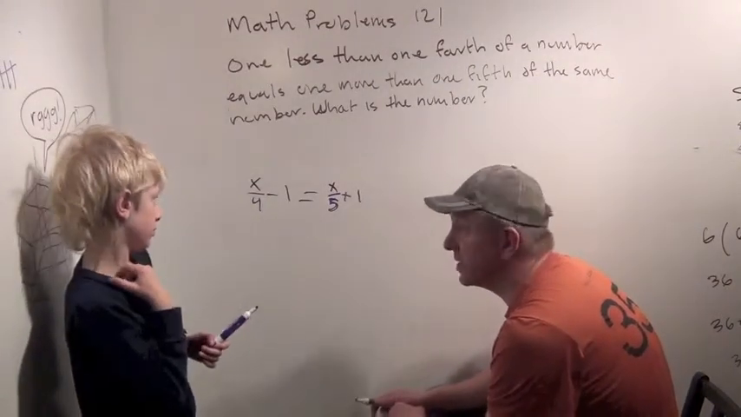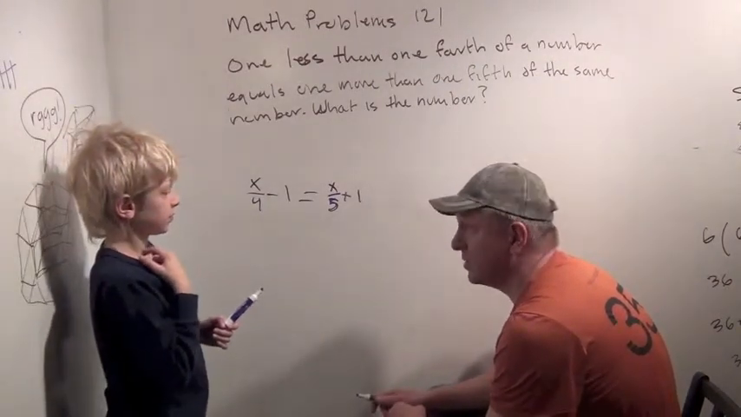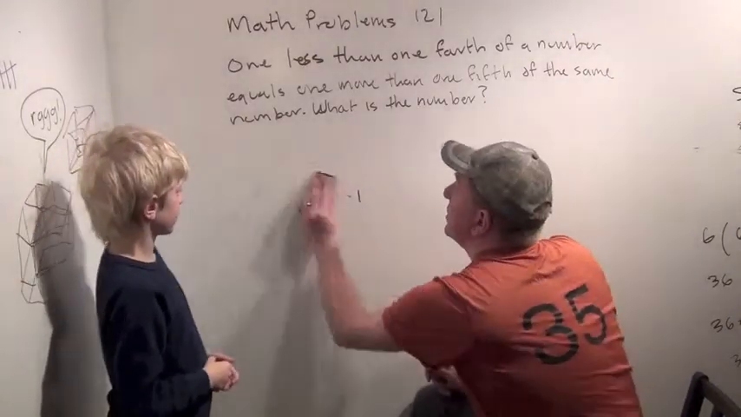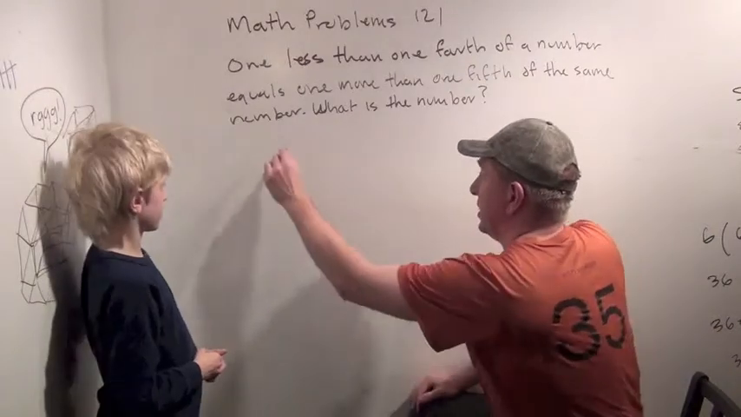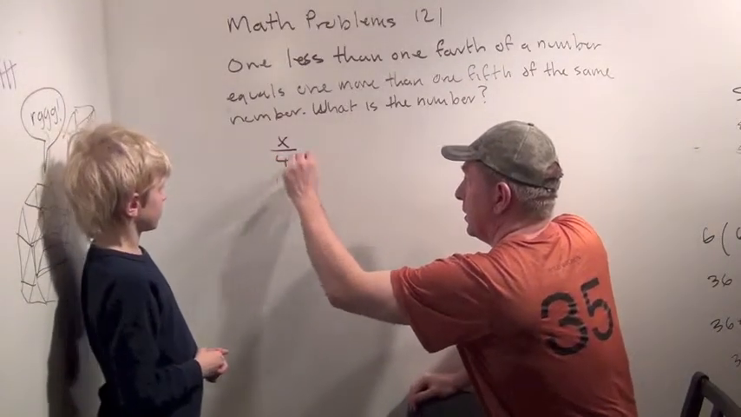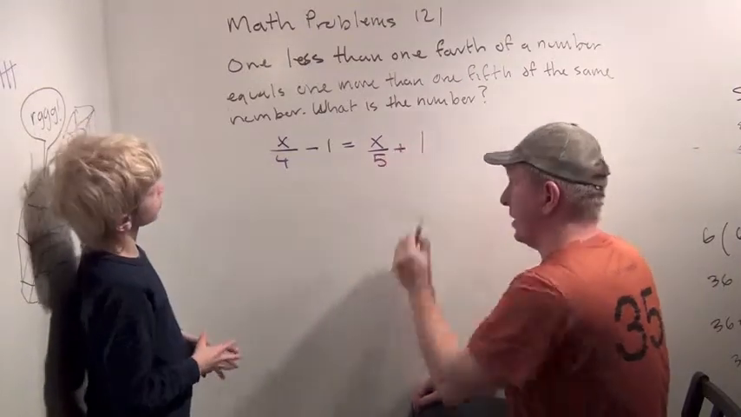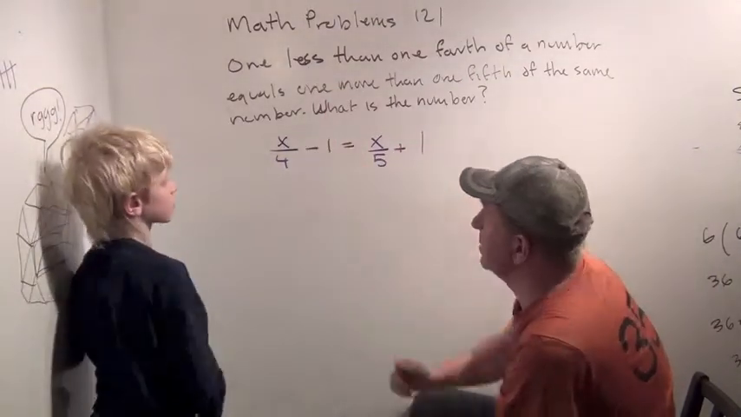All right, great job. You know what? Why don't I write and you just tell me what to say? Sure. Okay, and then that way we won't run out of room. Okay, so we have your equation. x over 4 minus 1 equals x over 5 plus 1. Okay, good job. Hey, high five.